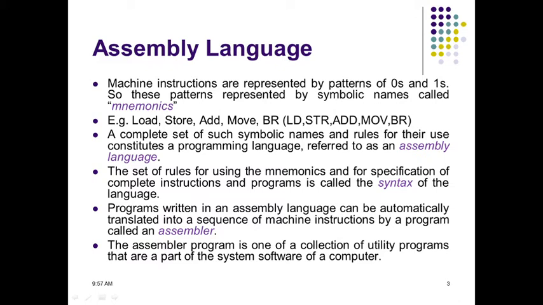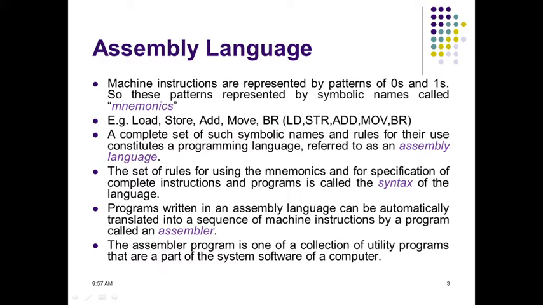The programs which are written in an assembly language can be automatically translated into a sequence of machine instructions by a program known as the assembler, right? As you know, a compiler will convert the high level language into machine language. Similarly, here is the assembler. The assembler will convert the program written in assembly language into machine instructions. That is, the conversion from assembly language to machine instructions will be done by the assembler.